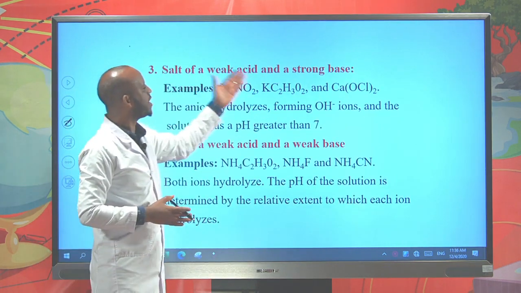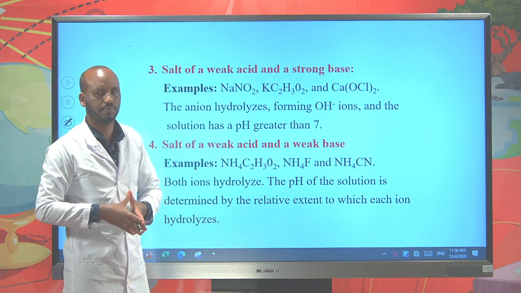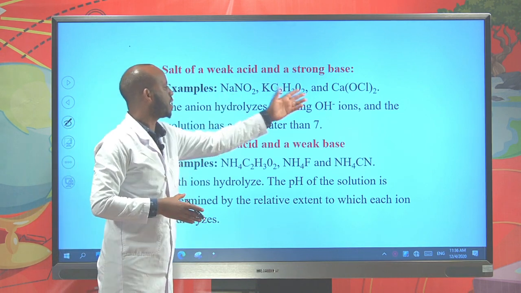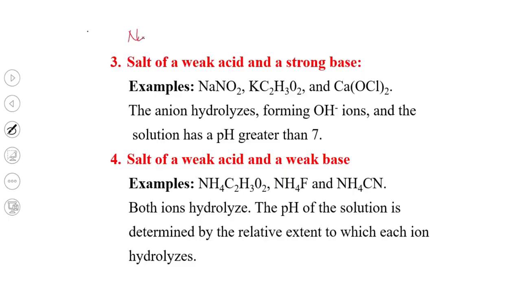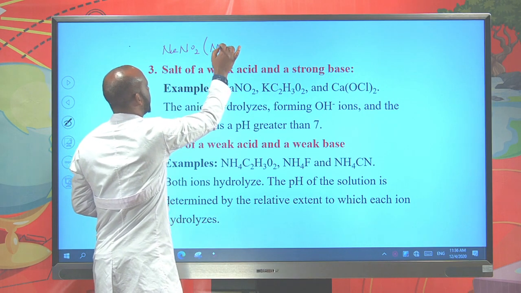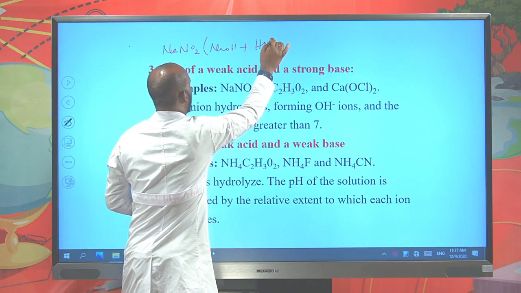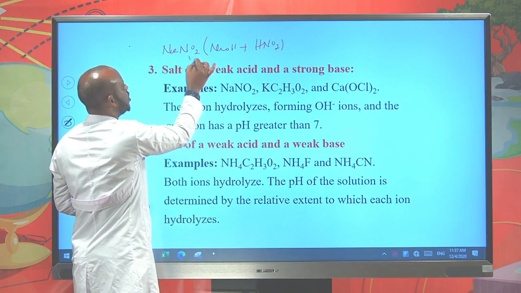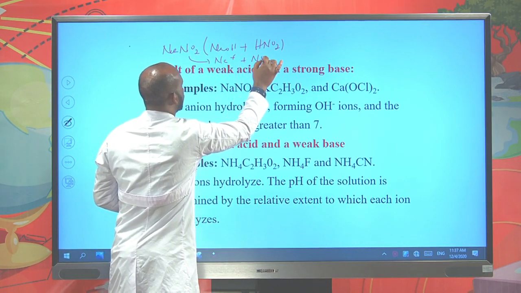3. Salts of a weak acid and a strong base. What happens to the pH of a solution if a salt derived from a weak acid and a strong base is dissolved in water? Now take one of these examples. Sodium nitrite. Sodium nitrite is a salt derived from a strong base, sodium hydroxide, and a weak acid, nitrous acid, HNO2. This completely dissociates into sodium plus and nitrite ion, NO2 minus.